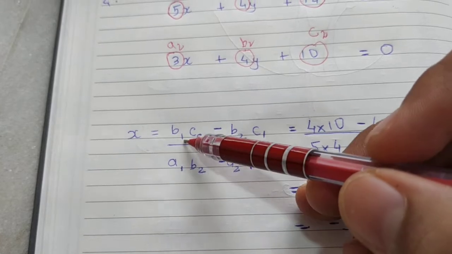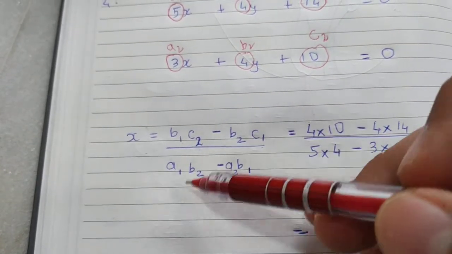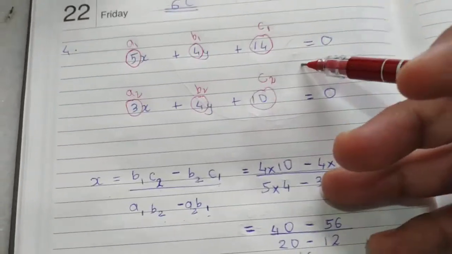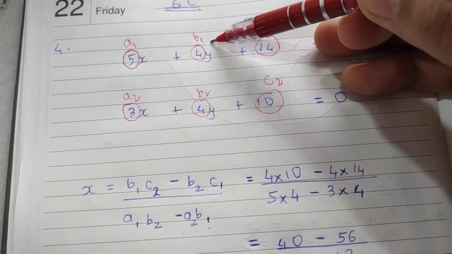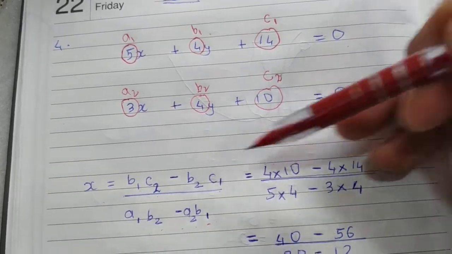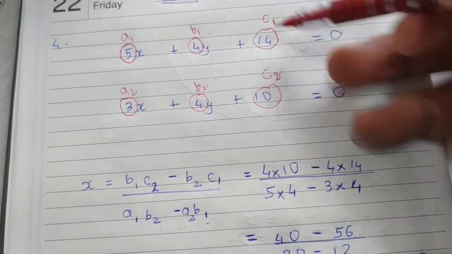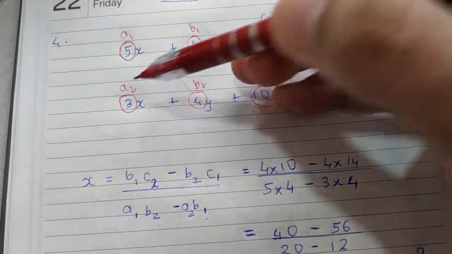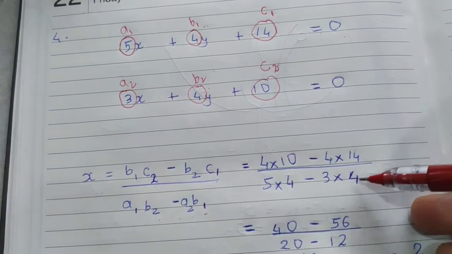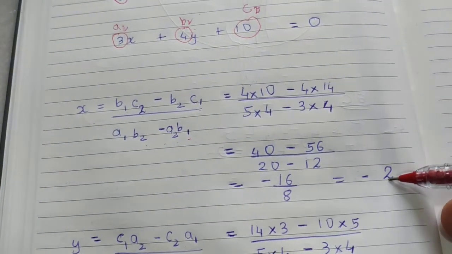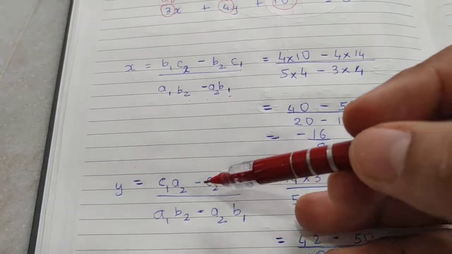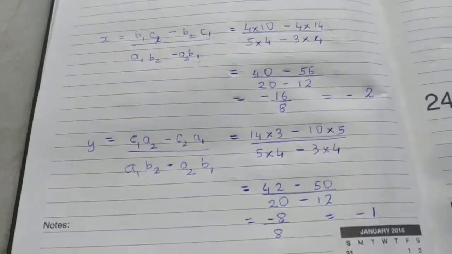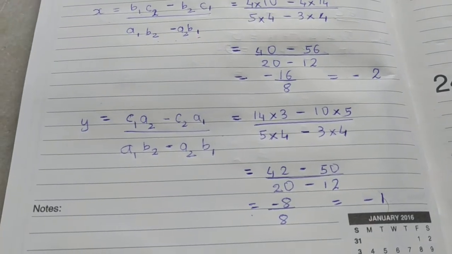X's formula is B1 C2 minus B2 C1 upon A1 B2 minus A2 B1. That is, B1 into C2 minus B2 into C1 upon A1 into B2 minus A2 into B1. So you calculate this and you get the answer. Similarly, Y's formula is given. We simply substitute the values in this formula and we get the answer of Y. And the sum is over.